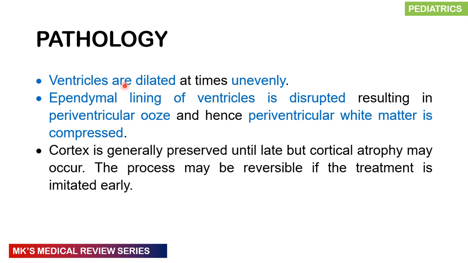Now, what's the pathology that's seen in hydrocephalus? You have ventricles that are being dilated, and sometimes this dilatation can happen unevenly, where you have one ventricle being dilated to a significant effect as compared to the other ventricle. The ependymal lining of the ventricle is going to be disrupted, and this is going to result in periventricular ooze. So you have this periventricular white matter which is compressed. Then the cortex is generally going to be preserved until later on in the disease, where you may have cortical atrophy. This process is largely reversible if it's treated earlier, but it may become irreversible in the late stages, and the child may actually have significant central nervous system complications.